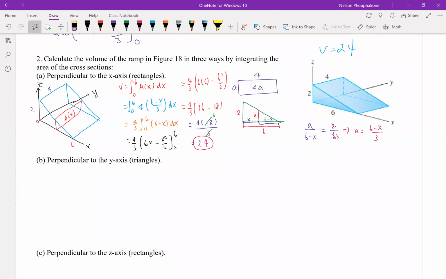I would like you to actually think about this. Try to work on B and C. Again, think of how do you slice it.